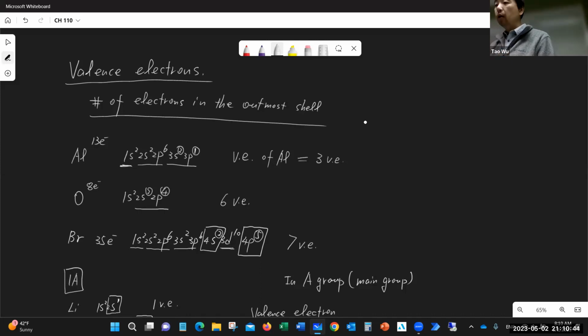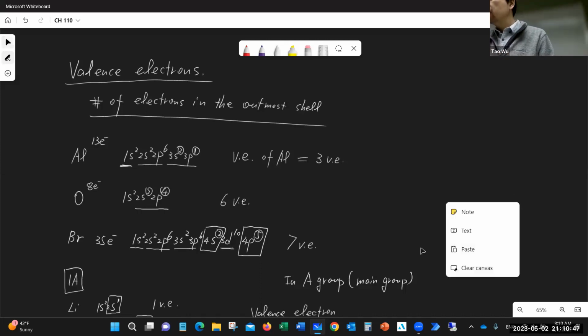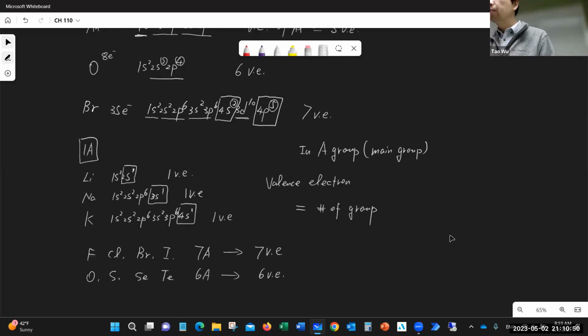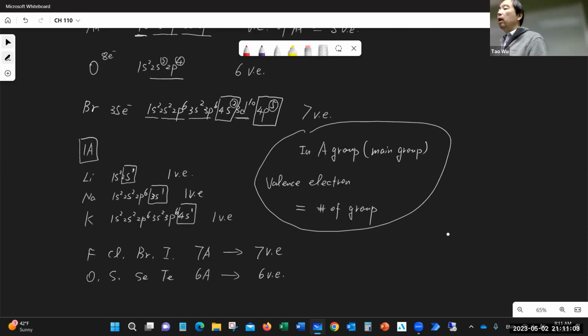That's it. Or the other way, you just need to look at the group number, because the number of valence electrons is the same as the group number. But this group number is only for the A groups. It's not for the others. For the A groups, the group number is the number of valence electrons. So generally, this is pretty much what we talked about in the last class.